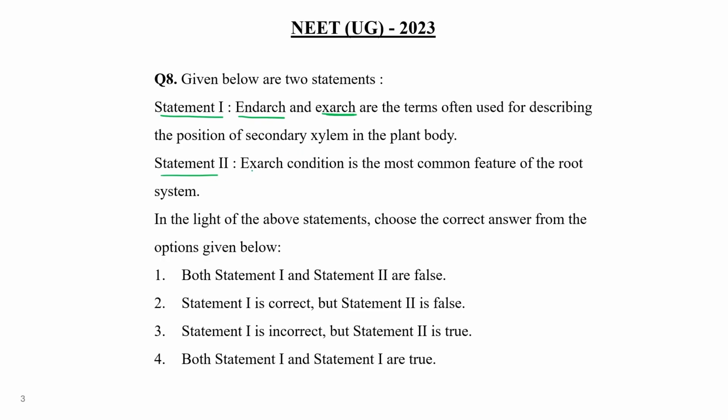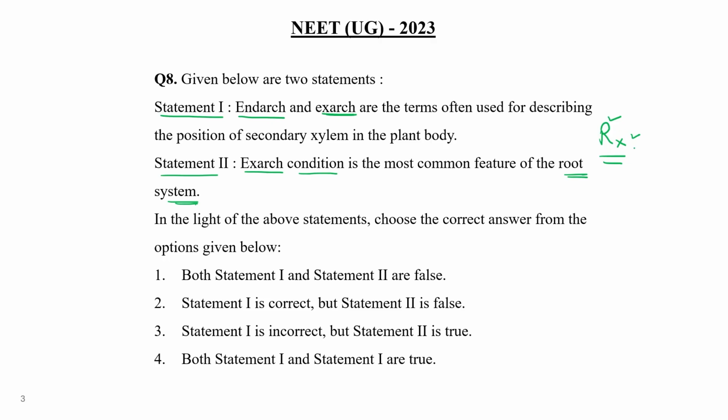Then they have given the next statement: exarch condition is the most common feature of root system. So just take 5 seconds, then we will discuss the correct answer. Okay, when we discussed the theory of this particular chapter, I gave you a clue, Rx. R for root, X means exarch.